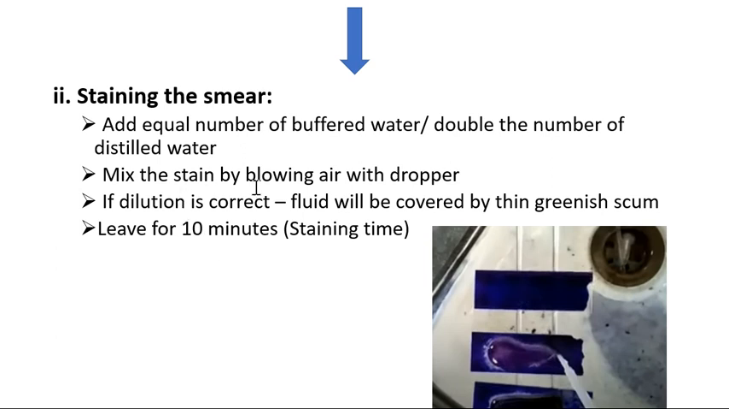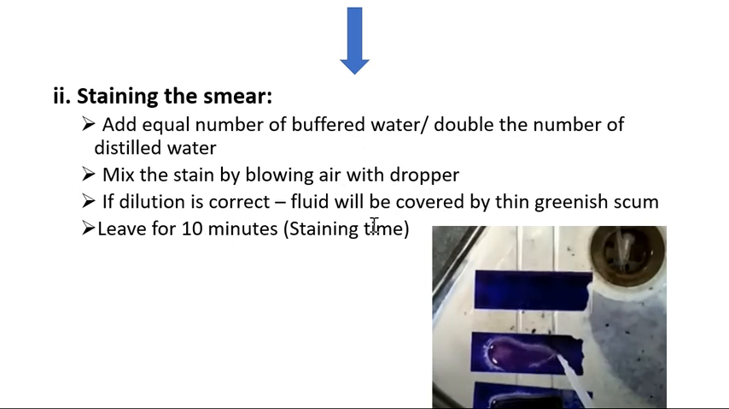You have to mix the stain by blowing air with the air dropper, so that both stains mix. If the temperature is hot and the dye is drying because of the high temperature, then you have to pour more distilled water on it. So you have to mix it first. Mix the stain by blowing it with the air dropper.